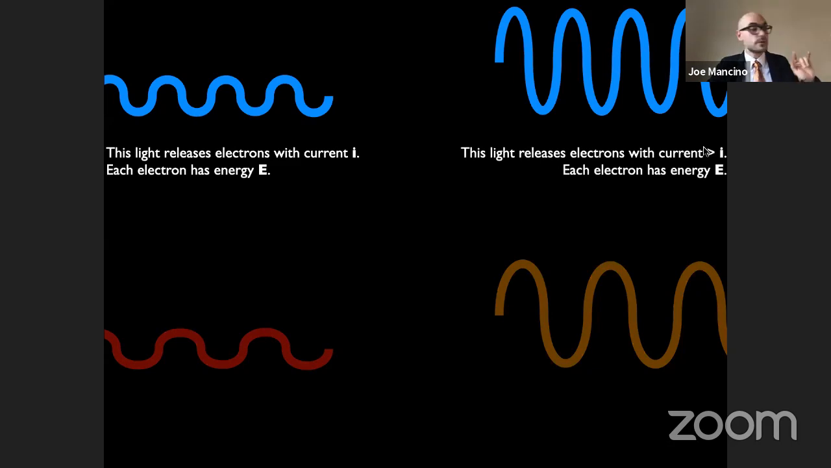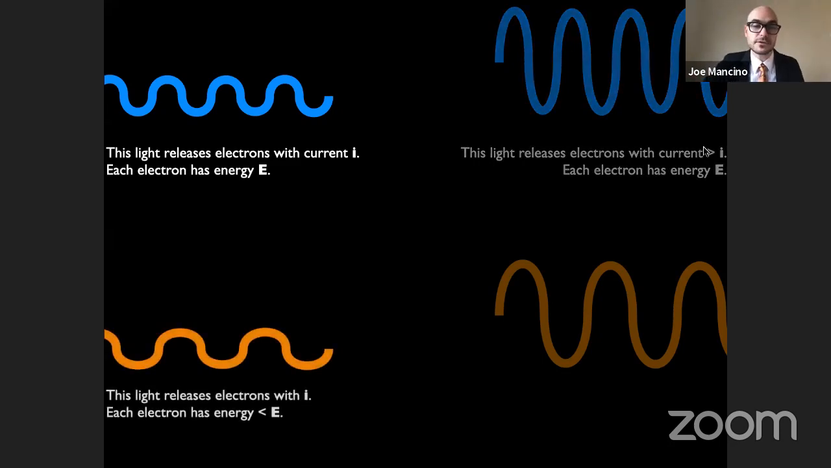If we shine those two kinds of light on a metal, the one on the left releases electrons with some kind of current, and the electrons have some energy. The wave on the right, the bigger amplitude, brighter light, releases more electrons per second, but the electrons don't have a greater energy individually. There's more of them released, but the individual electrons don't have more energy.